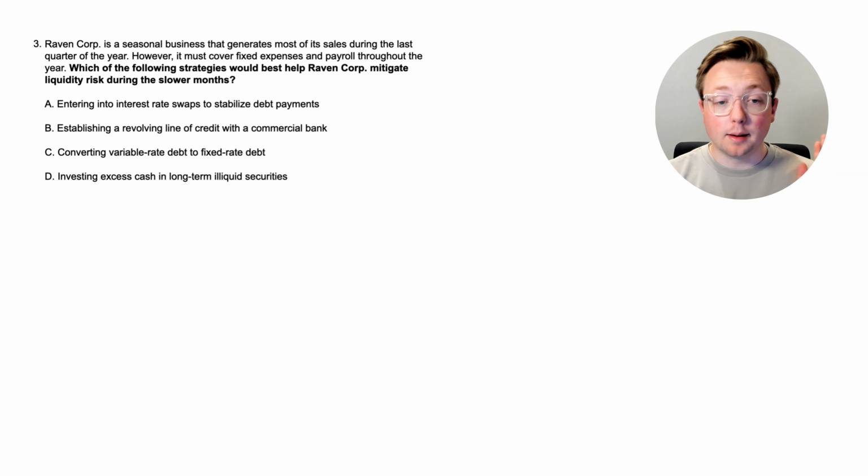Let's go through the options. Option A, entering into interest rate swaps to stabilize debt payments. Option B, establishing a revolving line of credit with a commercial bank. Option C, converting variable rate debt to fixed rate debt. Or option D, investing excess cash in long-term illiquid securities. Okay, so again, this is trying to figure out how to mitigate liquidity risk for a company that has good months and slow months. So think about this, and when you're ready to come back, we'll look at the answer together.